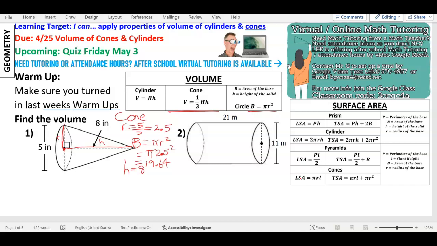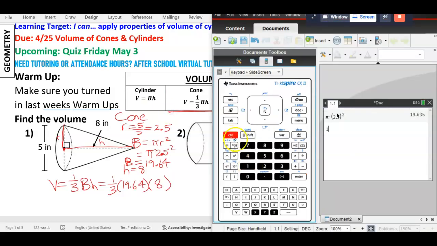All right, cool. So we know big B, we know H, and now we can use our formula. Now please remember, this is a cone. So the volume of a cone is 1/3 BH. So it's going to be 1/3 times 19.64 times 8. So you do 1, control divide 3, go to the right, 19.64 times the height of 8. Type all that in, you get 52.37.